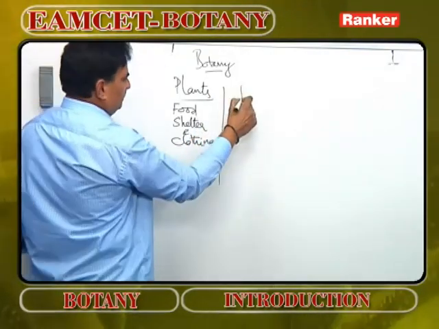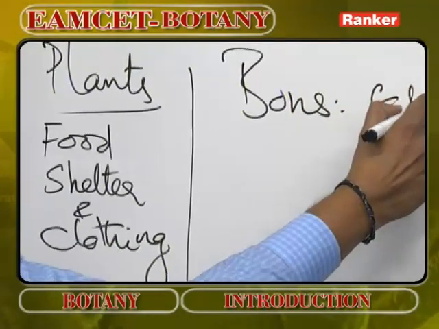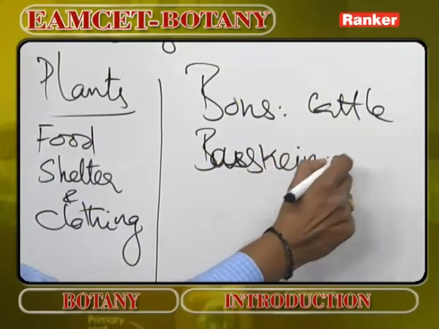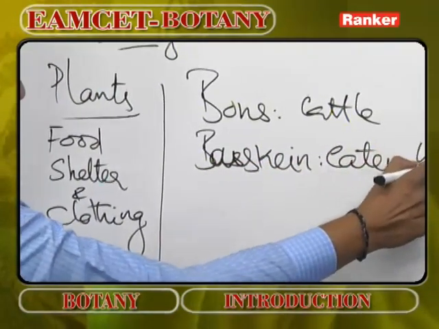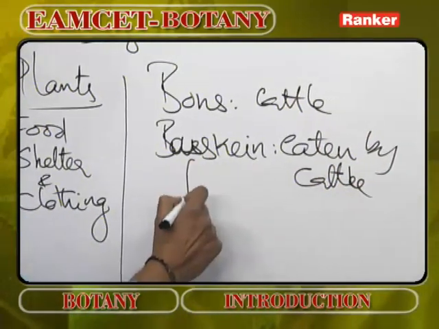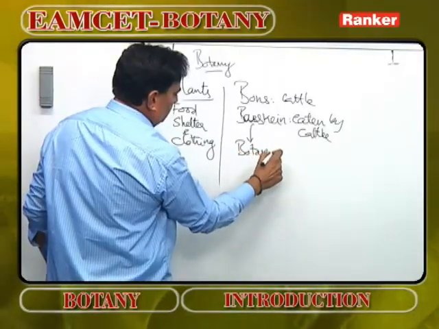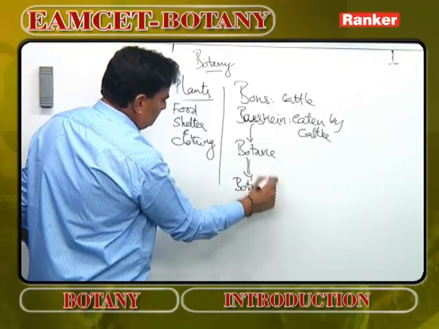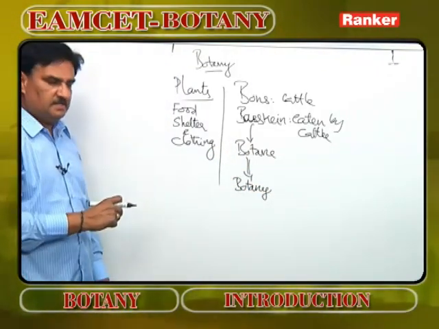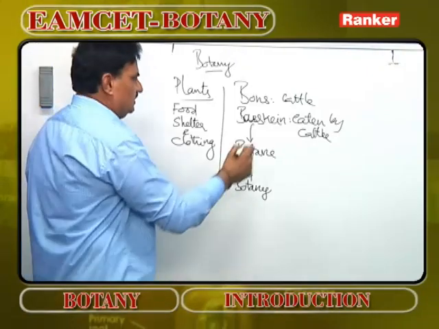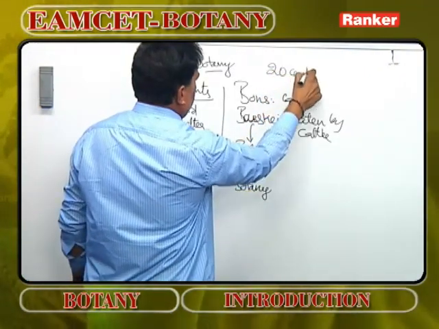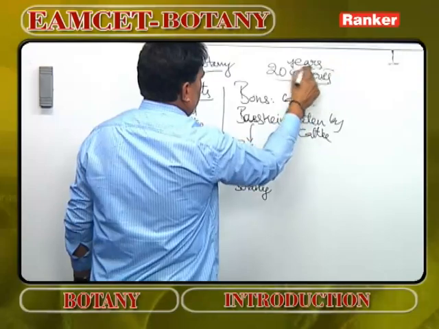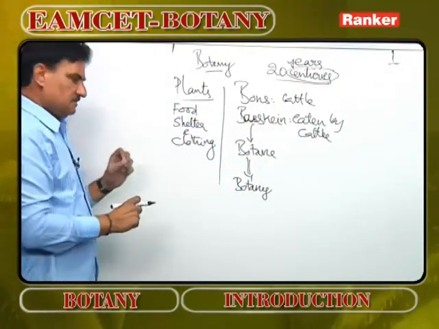How did this name botany come? Bous means cattle. Bous skin means the components eaten by cattle. Bous skin gradually converted into botany, and botany finally became botany. There have been so many discoveries in botany, but the discoveries which have taken place in the past 20 years are the maximum when compared with previous years.